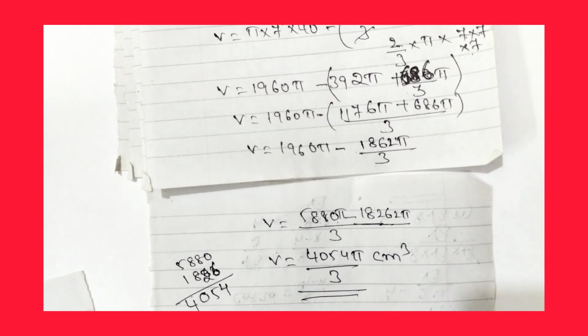So this is the volume. So like this we have to find out the volume. Even if you want to simplify it, you can simplify it, but if you leave it like this also, no problem. 4054 pi divided by 3 centimeter cube. So like this we have to answer this question.